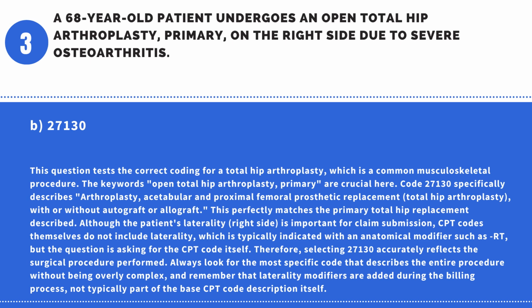Although the patient's laterality, right side, is important for claim submission, CPT codes themselves do not include laterality, which is typically indicated with an anatomical modifier such as RT, but the question is asking for the CPT code itself. Therefore, selecting 27130 accurately reflects the surgical procedure performed. Always look for the most specific code that describes the entire procedure without being overly complex, and remember that laterality modifiers are added during the billing process, not typically part of the base CPT code description itself.